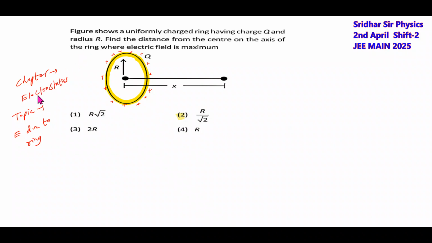This question belongs to the chapter electrostatics. The topic is electric field due to a ring, E bar due to the ring. There's a uniformly charged ring of radius r and charge q. At what distance on the axis, this one is the axis, will the field be maximum? I think everyone knows this, I need not explain. The graph will be like this.